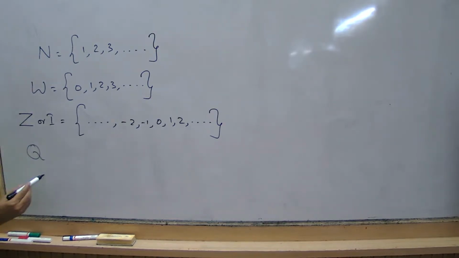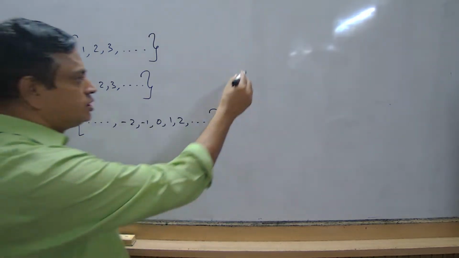Do you know what irrational numbers are? Numbers which are not rational. They are called Q bar. Can you give an example? √2, √3, √5, etc. Next one is called real numbers.